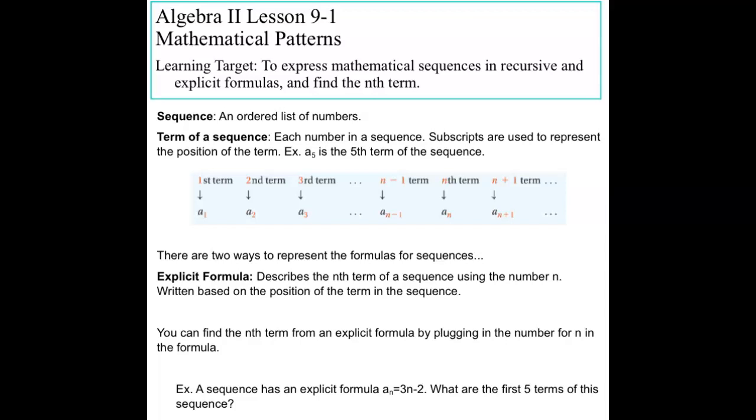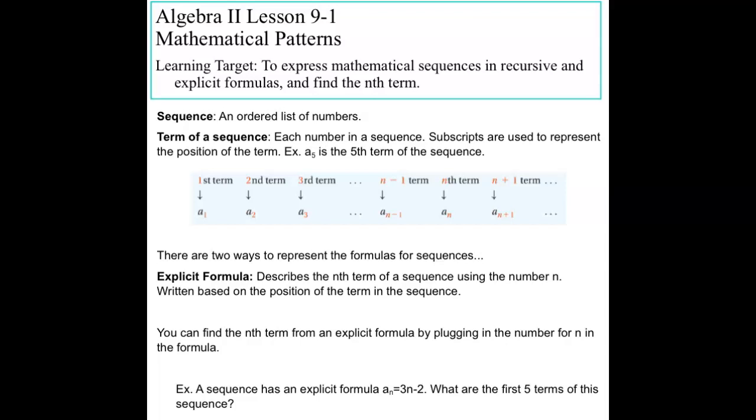All right, today we're going to look at section 9.1 on mathematical patterns. We are starting a chapter that deals with sequences and series, and our focus today is just understanding some of the terminology, looking at how we write recursive and explicit formulas, and finding terms of a sequence. In general, a sequence is just an ordered list of numbers, and the terms of a sequence are each of the numbers that you see in the sequence.